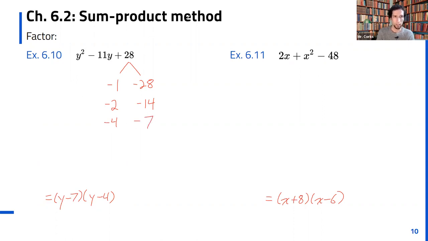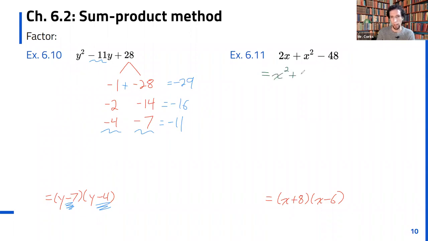So we just add them together. -1 plus -28, that's -29. This one, -16. No. But this one, -11. Okay, that's what we're looking for. So those are the two things. There's our -7 and our -4. That's it.